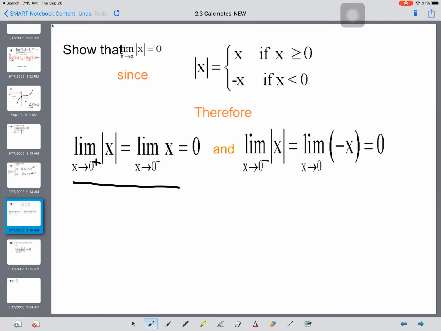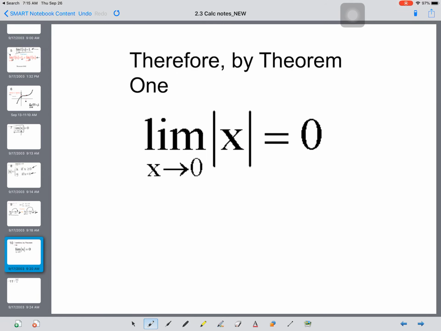Well, if I approach 0 from the right, that means the absolute value of x is just x. And as I get closer and closer to 0, x is going to get closer and closer to 0. This one is talking about the limit from the left. Now, if I approach 0 from the left, the absolute value is going to be the opposite of x. But as it turns out, when I plug in 0 here, this value, negative x, is going to be getting closer and closer to 0 also. And since the limit from the right and the limit from the left are both equal to the same value, then I can say, therefore, by theorem 1, you wouldn't need to cite theorem 1, but therefore the limit exists.